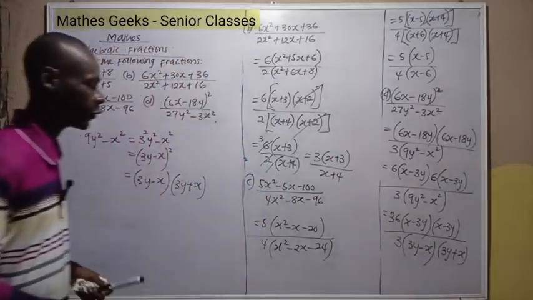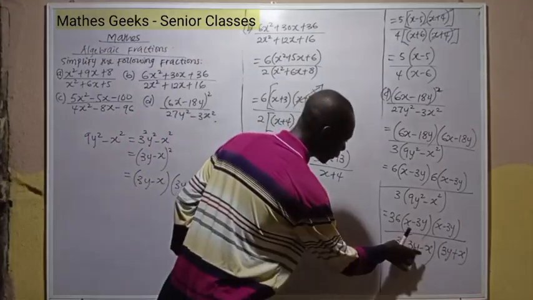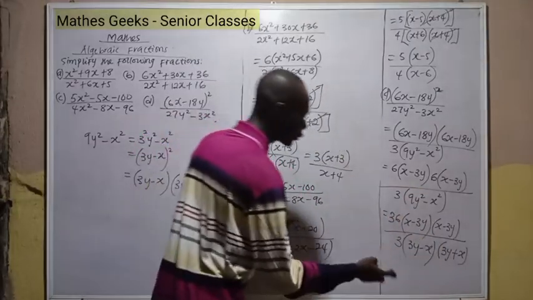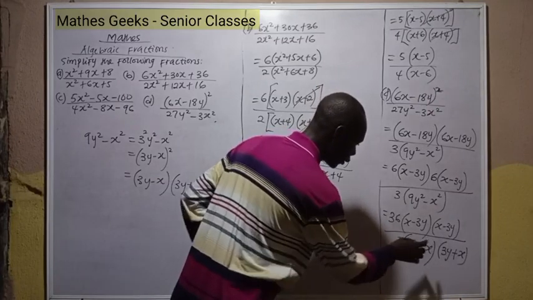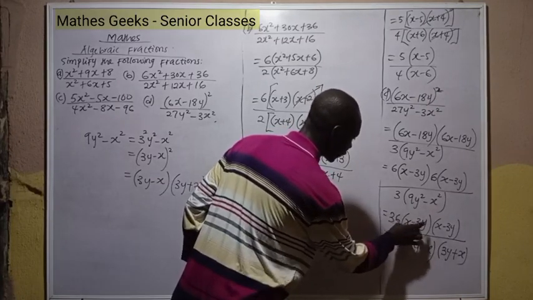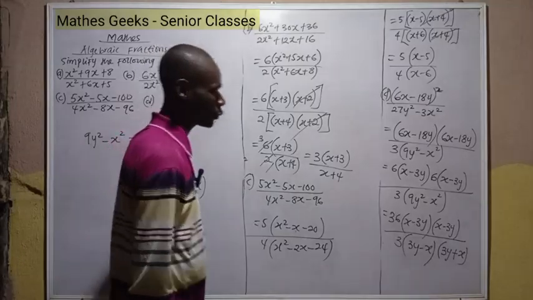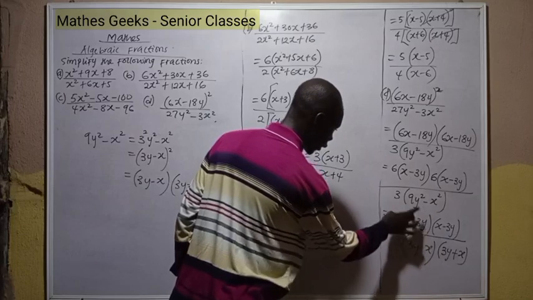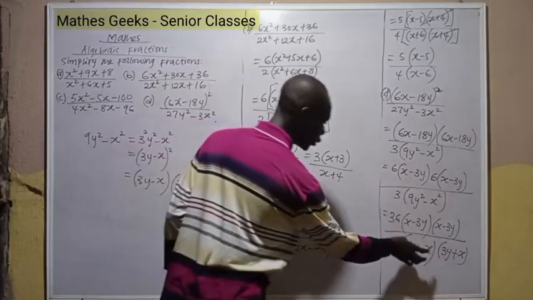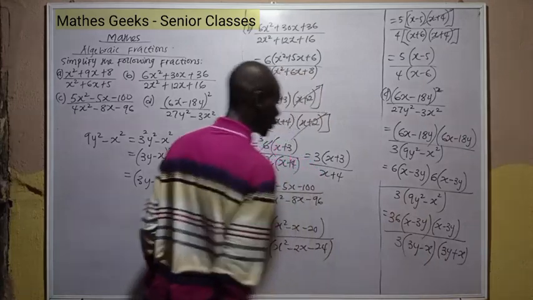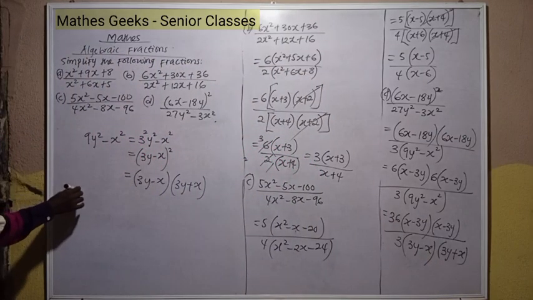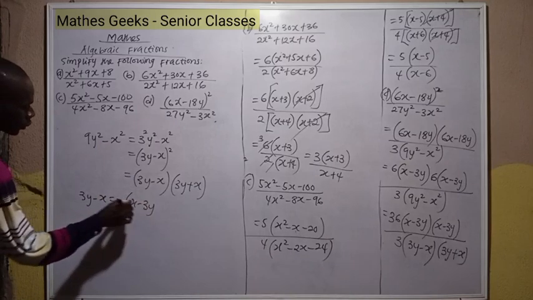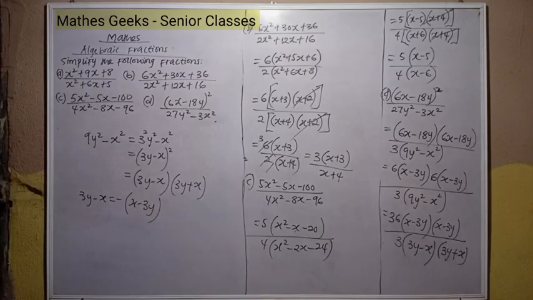Okay, now if you look at this critically, you discover that this part and this part almost look alike, except that the order is what makes it different. This one is 3y minus x, this one is x minus 3y. So in order for these to cancel out, you're going to change this one to conform to this order. So 3y minus x equals minus x minus 3y. So that's what you're going to have.